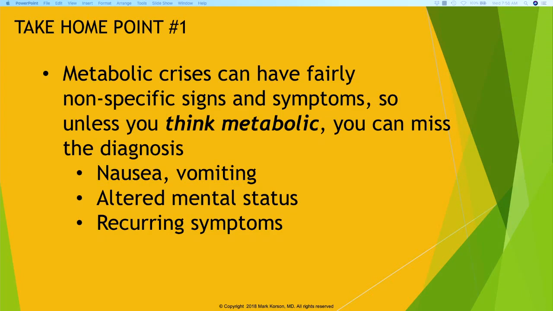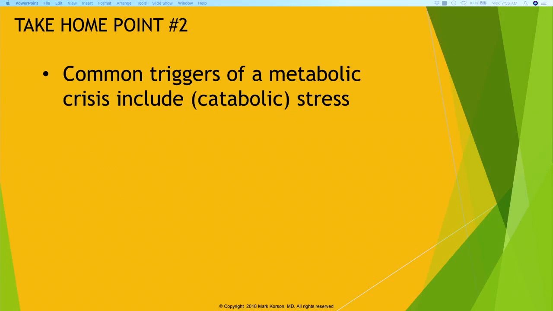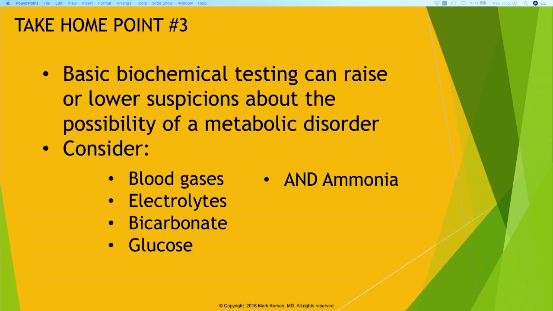You have to think metabolic. Things that will make you think of it: think of GI, but altered mental status, especially if these are recurring situations. Common triggers of a metabolic crisis are generally catabolism.